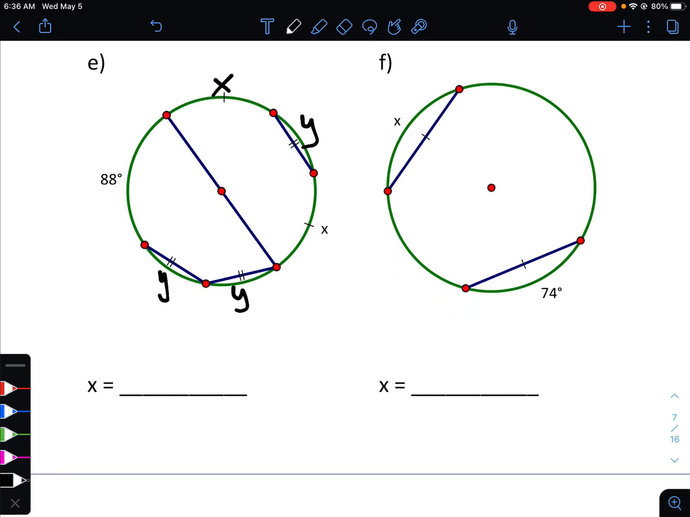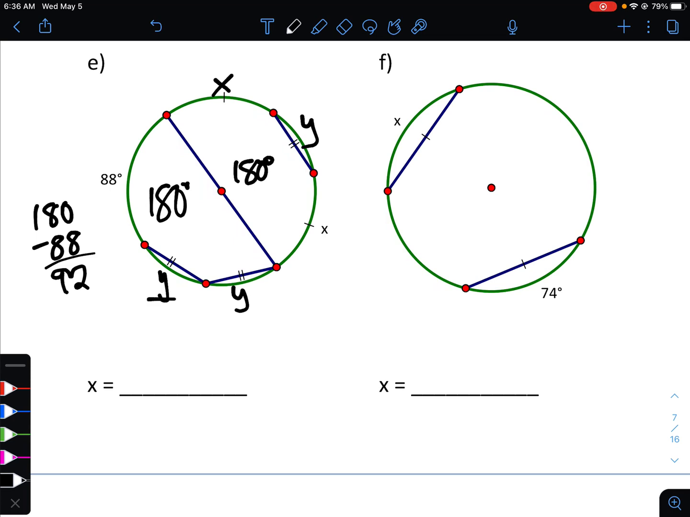And notice that we've got a diameter in the middle of our circle that's splitting it up into two sections. Remember that each section then has to add to be 180 degrees. So let's start with the section on the left. If we take 180 degrees minus the 88 that we know, that's 92 degrees that's left over.